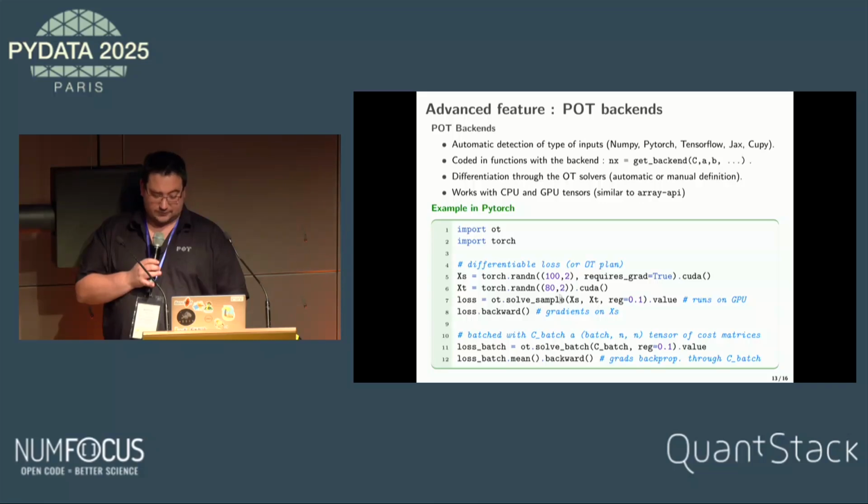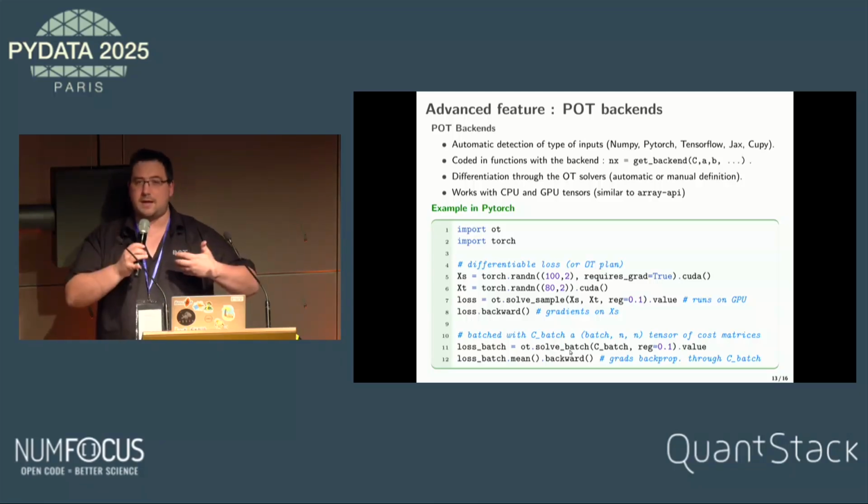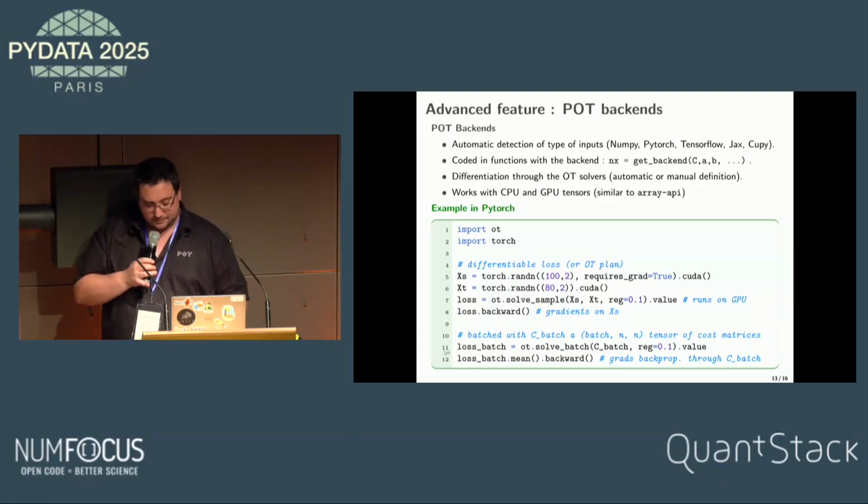And this is for standard solvers. The solve_sample is the solver, but we also implemented, as of one week ago, in the release, a batch solver that allows solving a large number of small OT problems, everything on GPU also. So it brings a large speed up if you're interested.